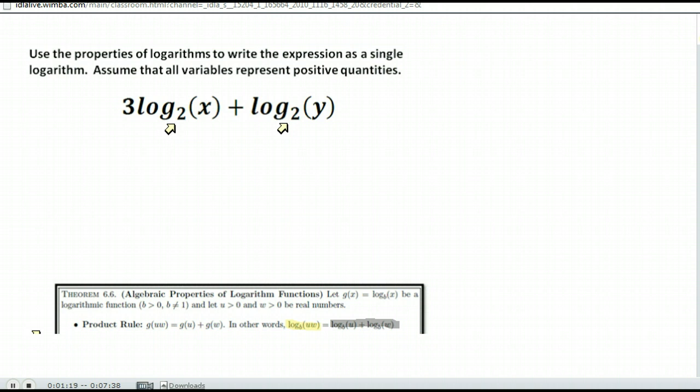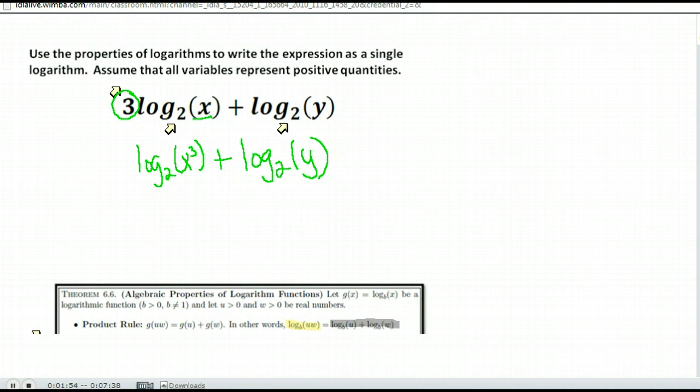The first step we'll do is any numbers in front, we're going to bring those up and write them as exponents. And then we will bring the logs together. So notice we have a 3 here in front of the log base 2 of x. So our rules of exponents tell us that our job is to write that as an exponent for our x over here. So we have log base 2 of x to the third power plus log base 2 of y.